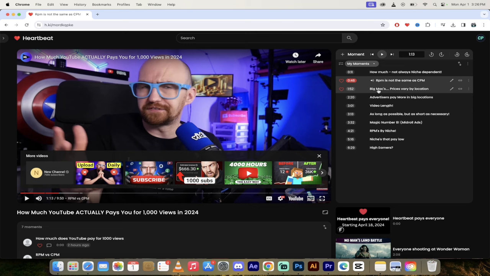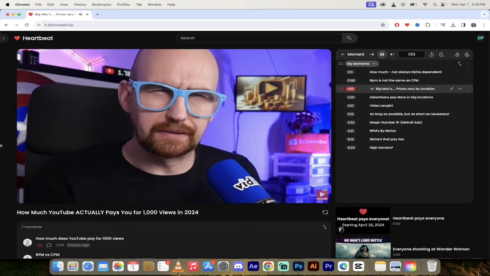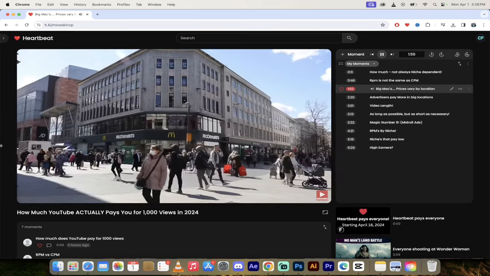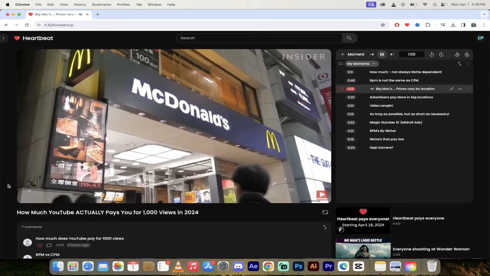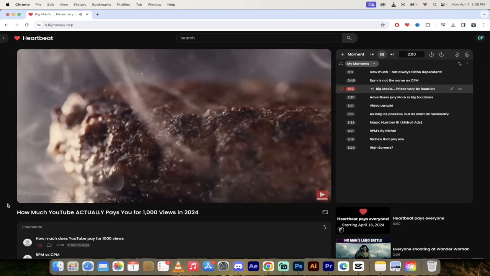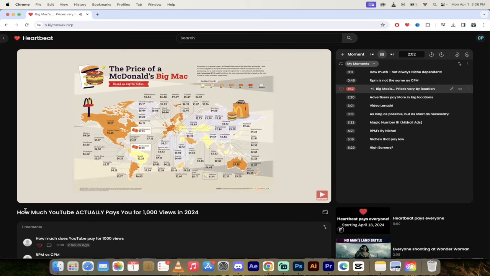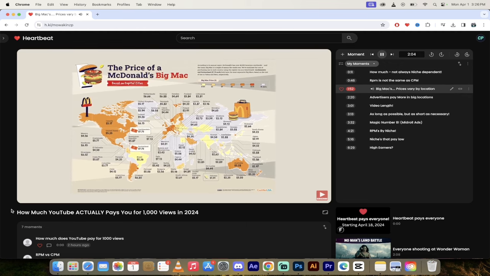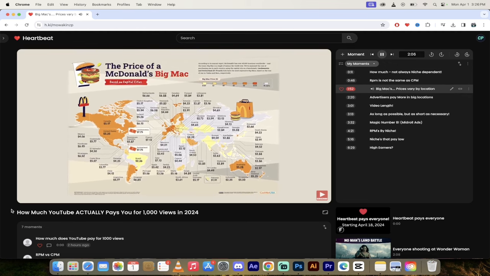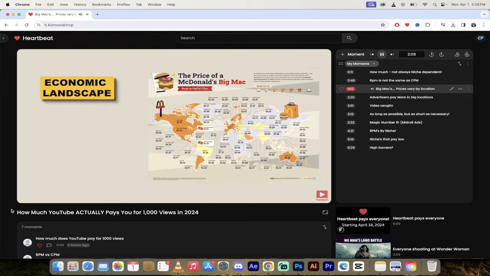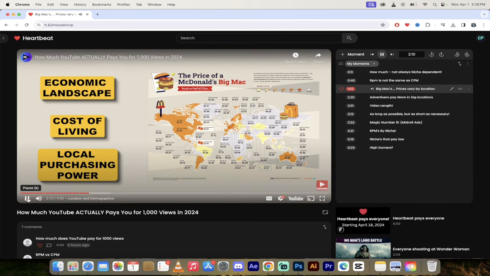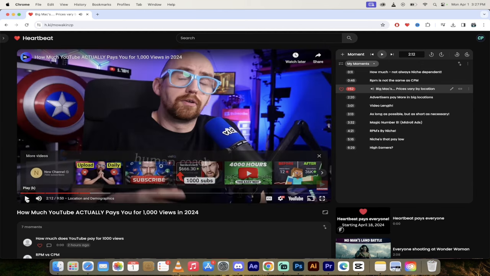Now, let's get into the next important point he covers, which is, well, location. You'll see. Big Macs. Bear with me on this one. Imagine strolling into a McDonald's in New York, Tokyo, or Delhi, craving that iconic Big Mac. Surprisingly, you'll find the price as varied as the cities themselves. This global price difference isn't random. It mirrors the economic landscape, cost of living, and local purchasing power of each locale.